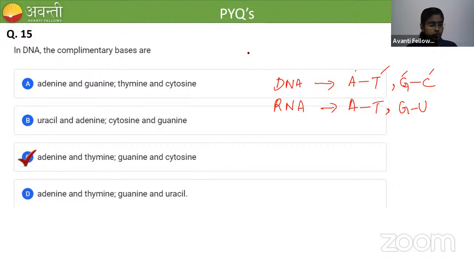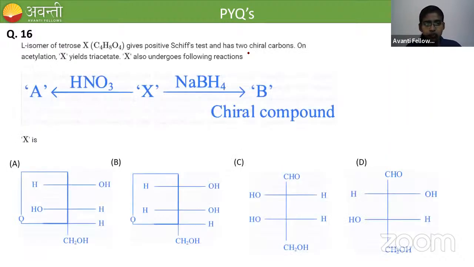Now, moving on to question number 16. The L-isomer of a tetrose gives a positive Schiff's test and has 2 chiral carbons. On acetylation, it yields a triacetate, and it also undergoes the following reaction. We have to find out the compound X. It has 2 chiral carbons, it can undergo acetylation and yields 3 acetates. If it is yielding 3 acetates, then the system should contain 3 OH groups, right? And all the 4 options contain 3 OH groups.